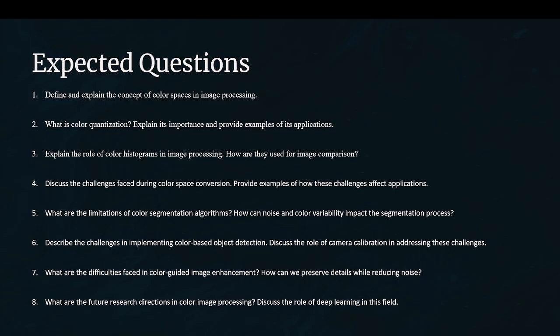The next is: describe the challenges in implementing color based object detection. Discuss the role of camera calibration in addressing these challenges. In this, you can explain the light variability, shadows, and calibration methods.